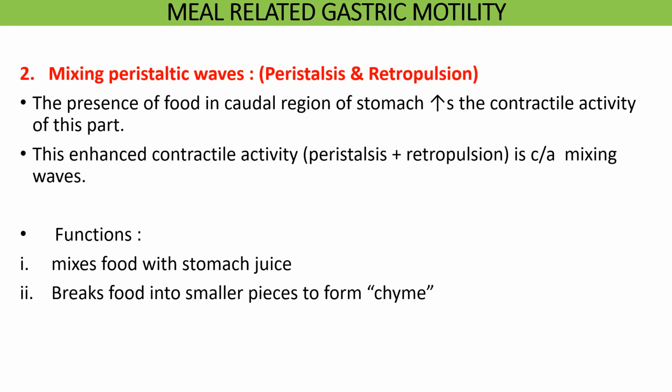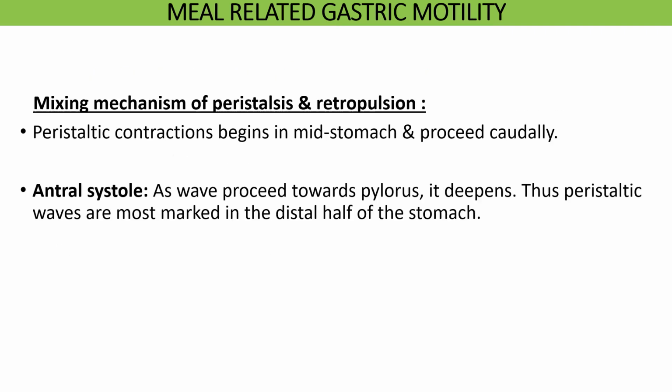The second type of gastric motility that is seen when the stomach is full is mixing peristaltic waves, also called as peristalsis and retropulsion movements. You must understand that the presence of food in the caudal region of stomach will generate increased contractile movements in that part, and these are nothing but the mixing movements that help to mix the food with stomach acid and break the larger pieces of food into smaller pieces to form chyme.